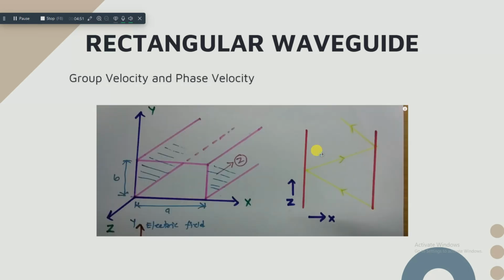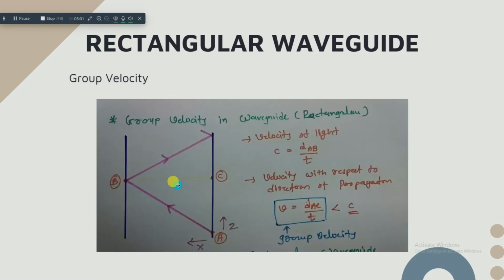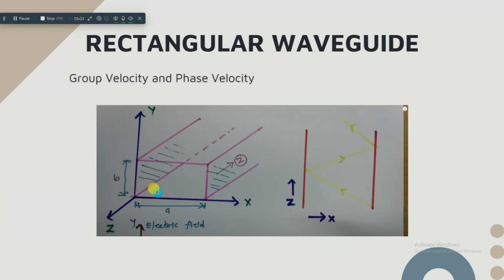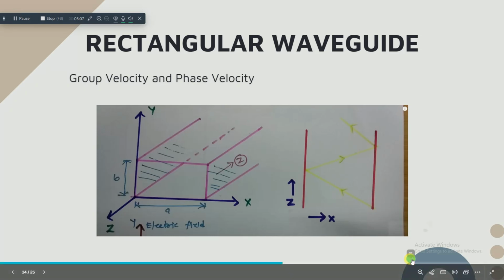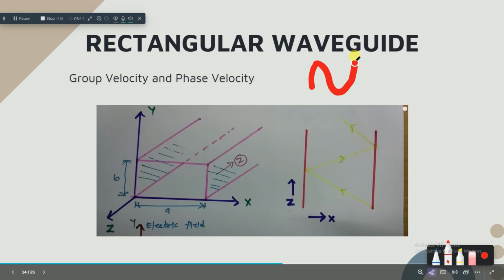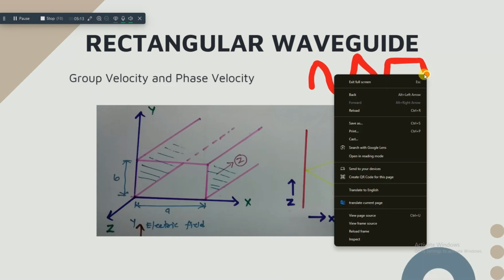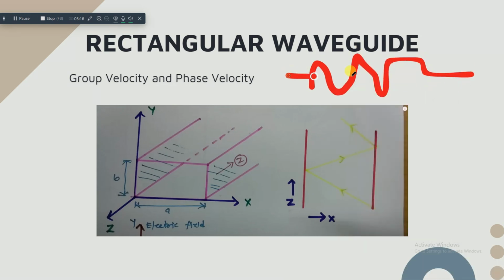Moving on to the rectangular waveguide's group velocity. How does the wave propagate in the rectangular waveguide? Basically we have a wave, like this sine wave. Let me see if I can manage. Yeah, so it is propagating like this, along the z-axis.